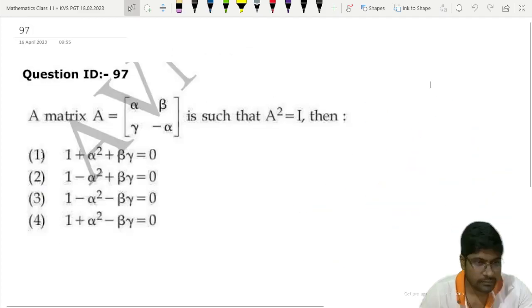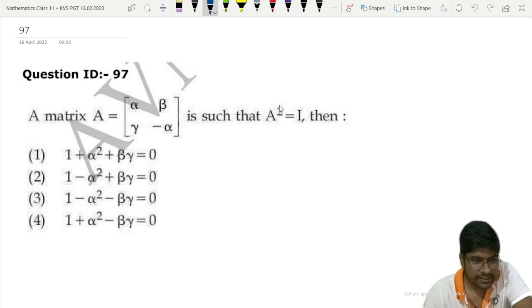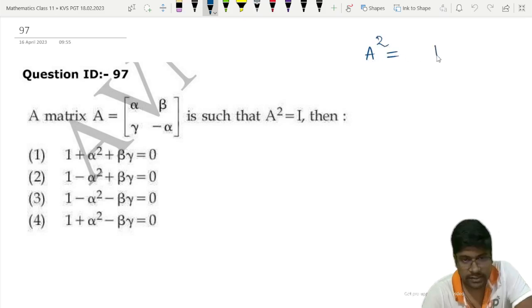Now come to question number 97. A matrix A is given, and they have given one condition that A square is equal to I. Then which of the following options will be correct? That we have to do. So A square is equal to I. We will start with this condition: A square is equal to I.